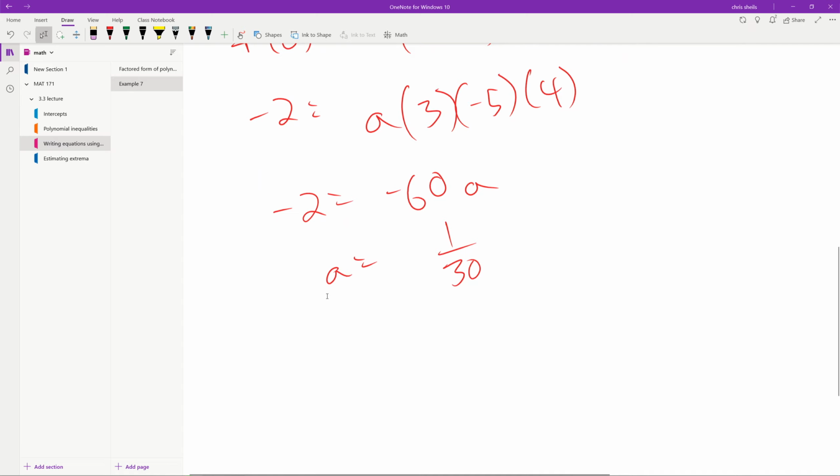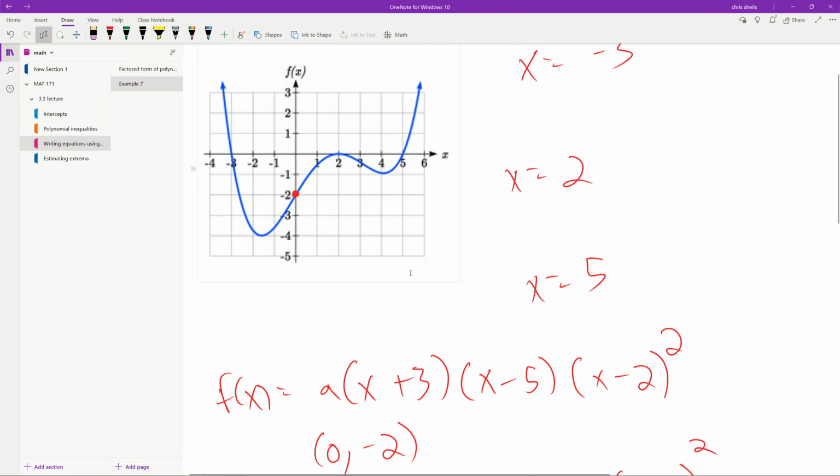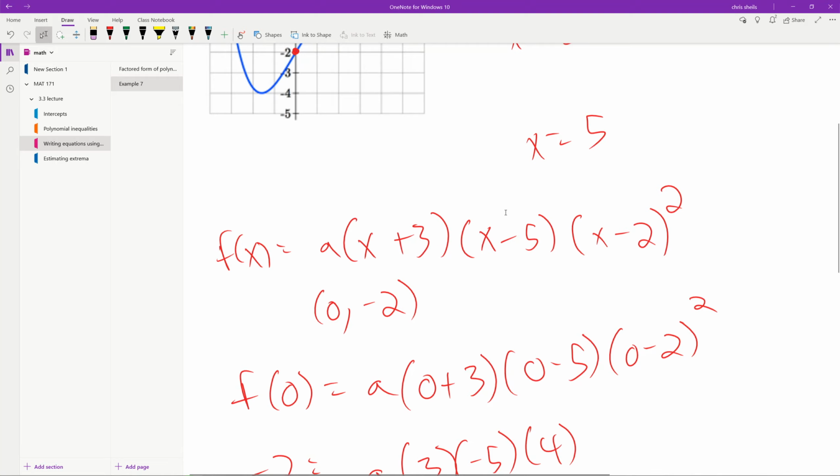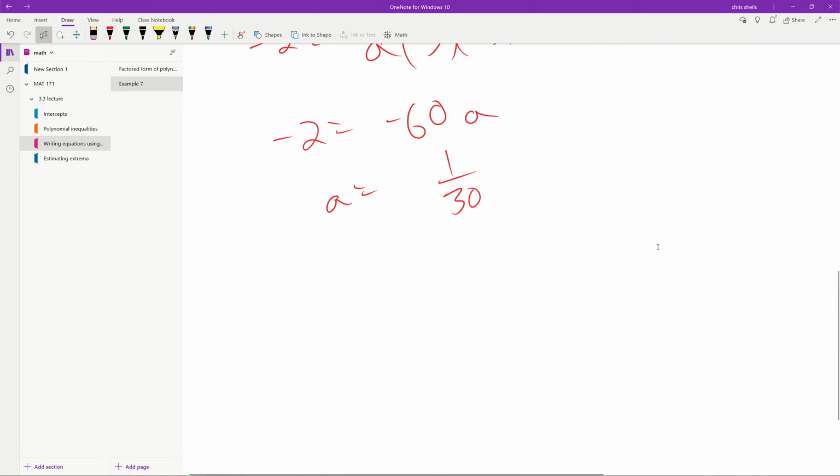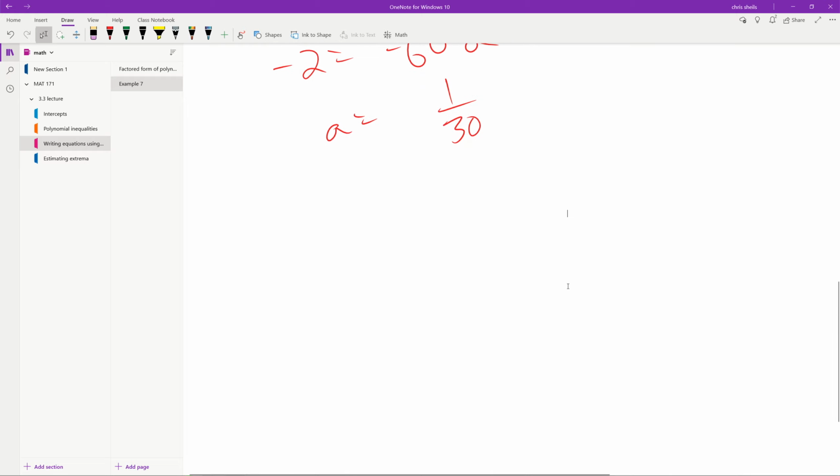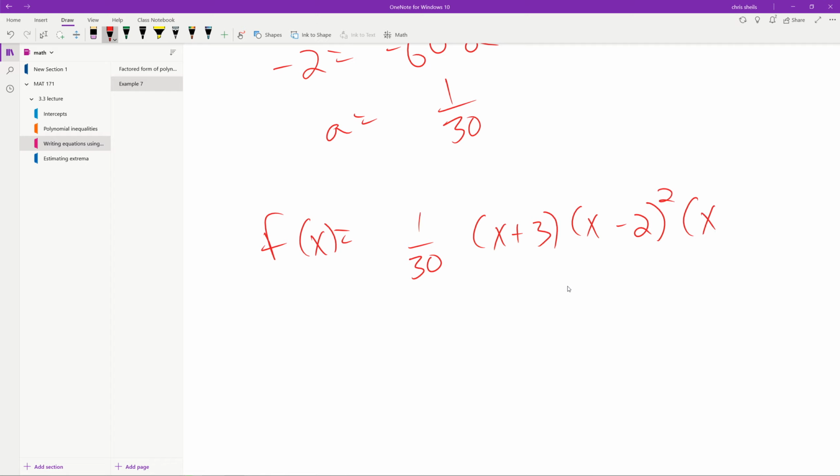This means that this polynomial that I had graphed up here is this, but I need to replace the a with 1 over 30. So let's scroll down a little bit here. This is 1 over 30 times x plus 3 times x minus 5, since that's how we had it written originally, times x minus 2 quantity squared. There we go.